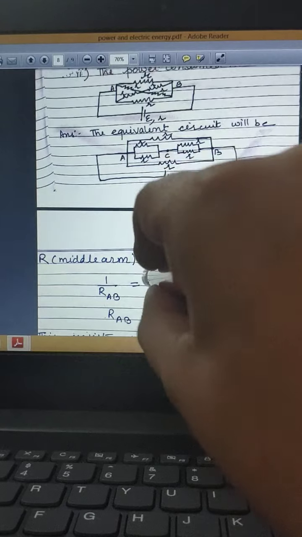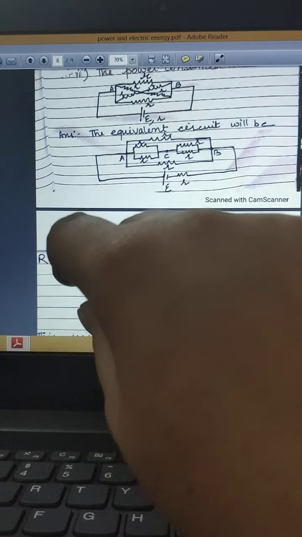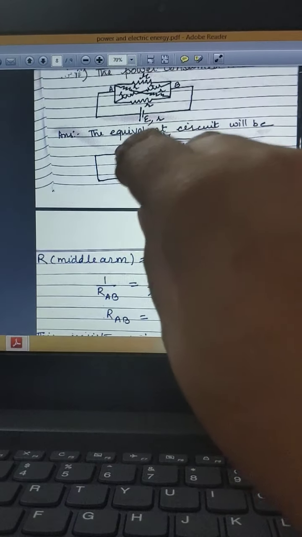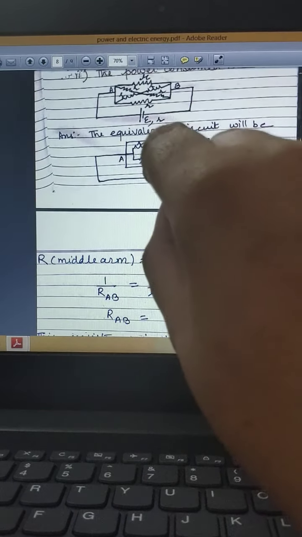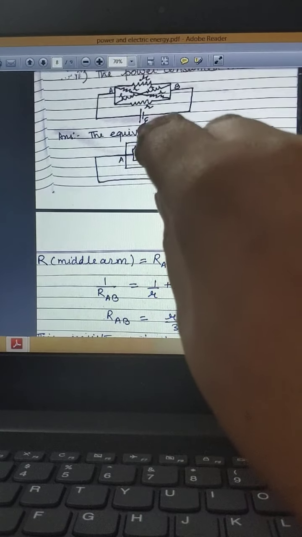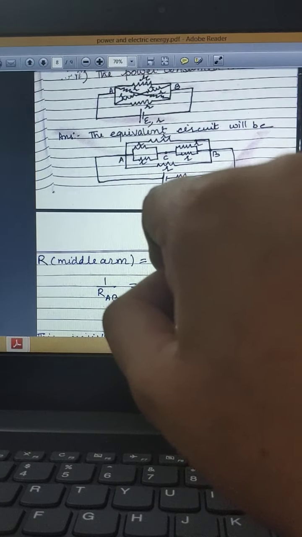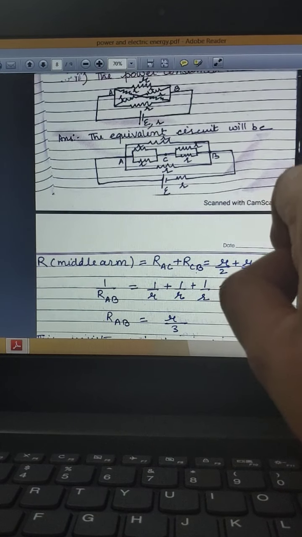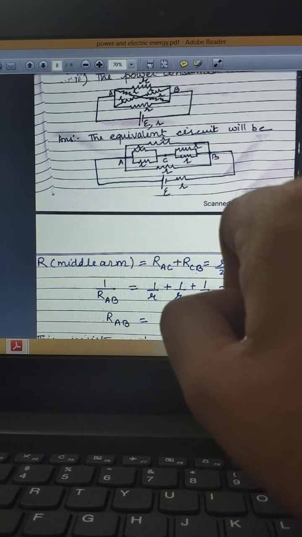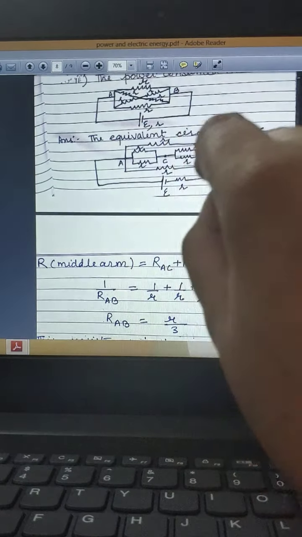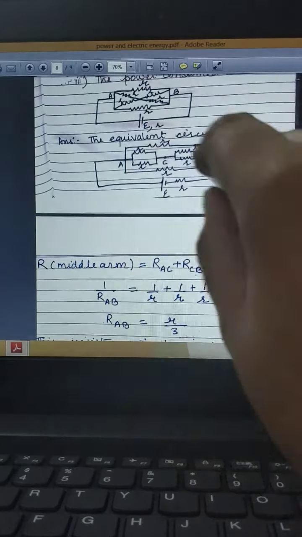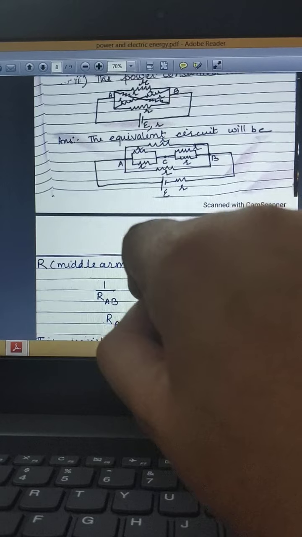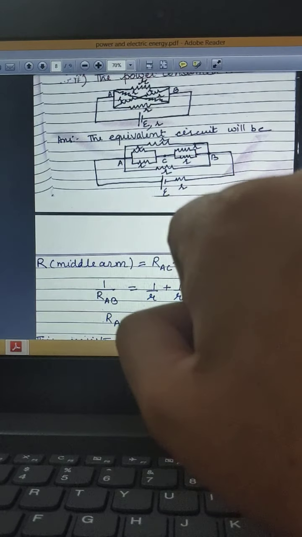So let us find out the total resistance R, that is the middle arm. Let us say that the total resistance will be RAC across these 2 points and then plus RCB. So what will be the parallel combination's result? That will be R upon 2 plus R upon 2, which comes out to be R. Right, so the total resistance of the middle arm, because they are in parallel, will be 1 upon RAB, that is 1 upon R plus 1 upon R plus 1 upon R.